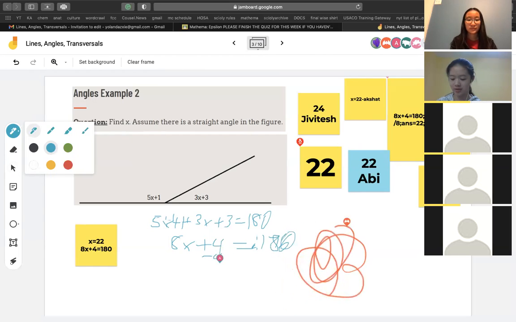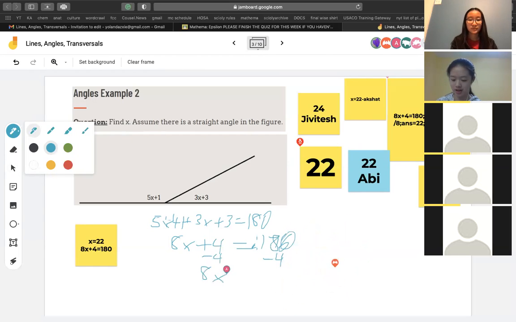And then we can subtract 4 from both sides to get 8x equals 176. And then dividing by 8 on both sides, we get x equals 22. And that's our answer.